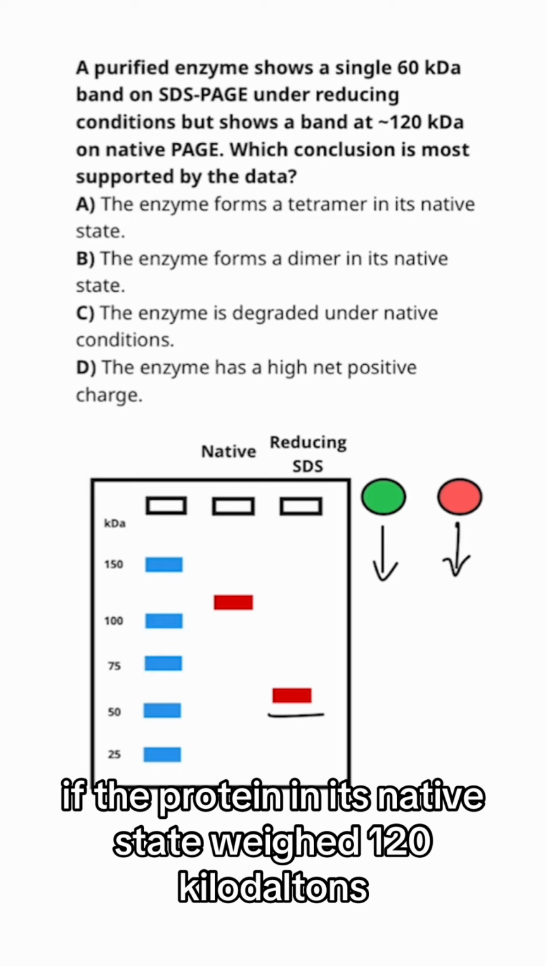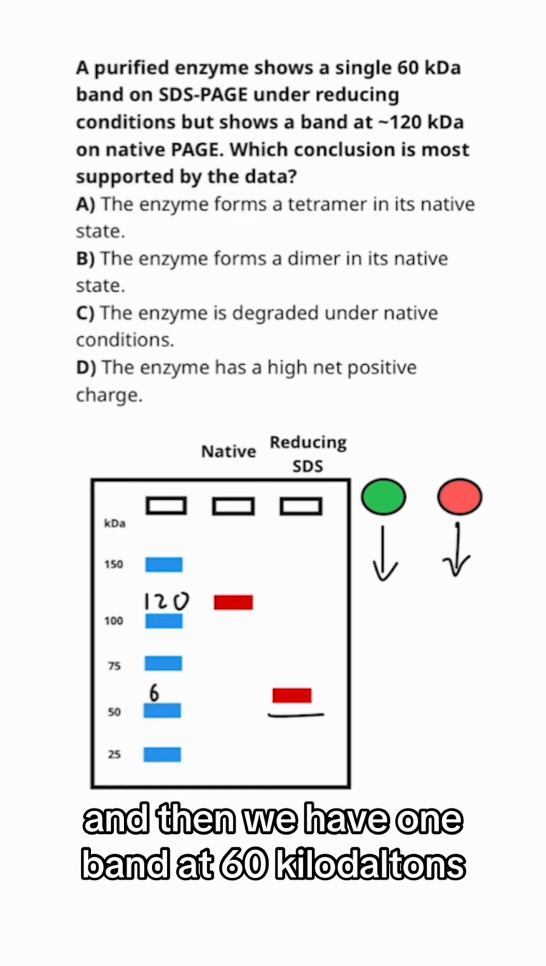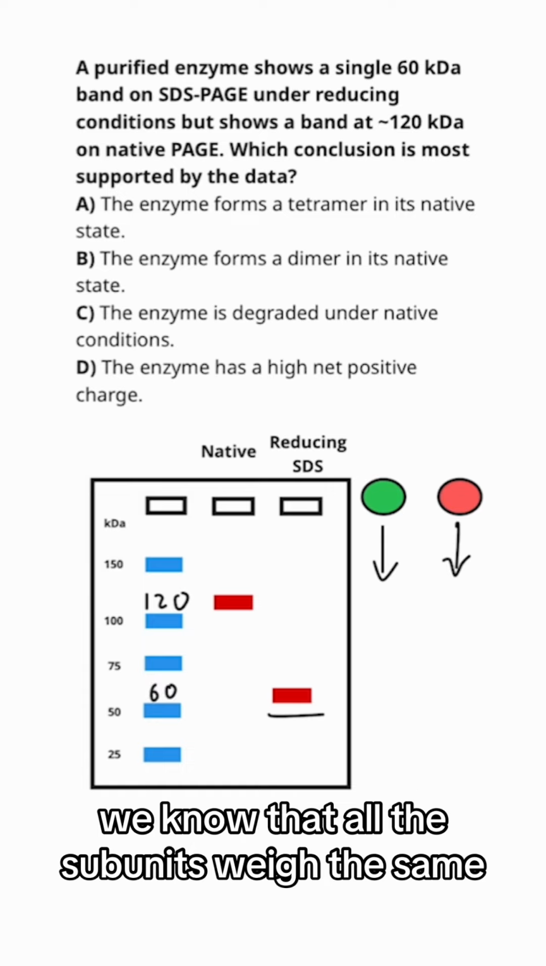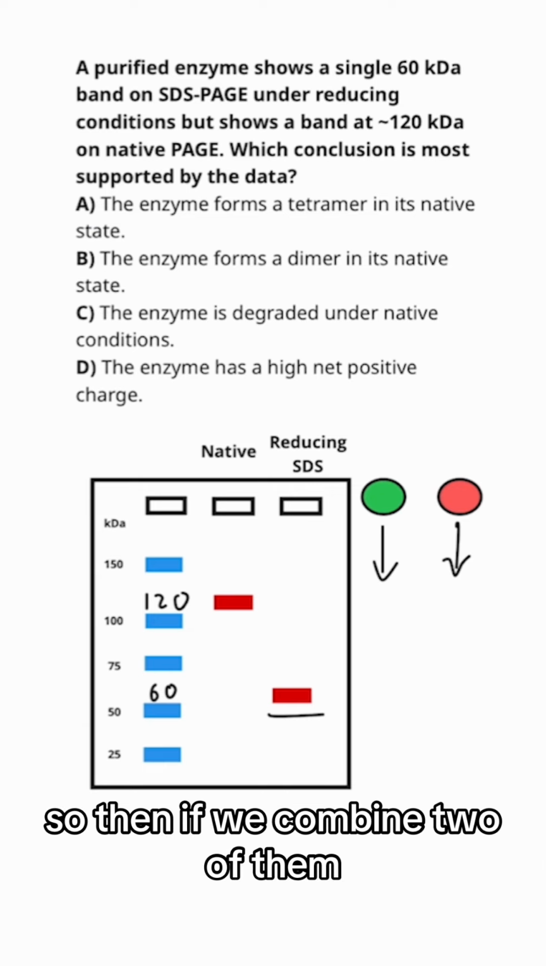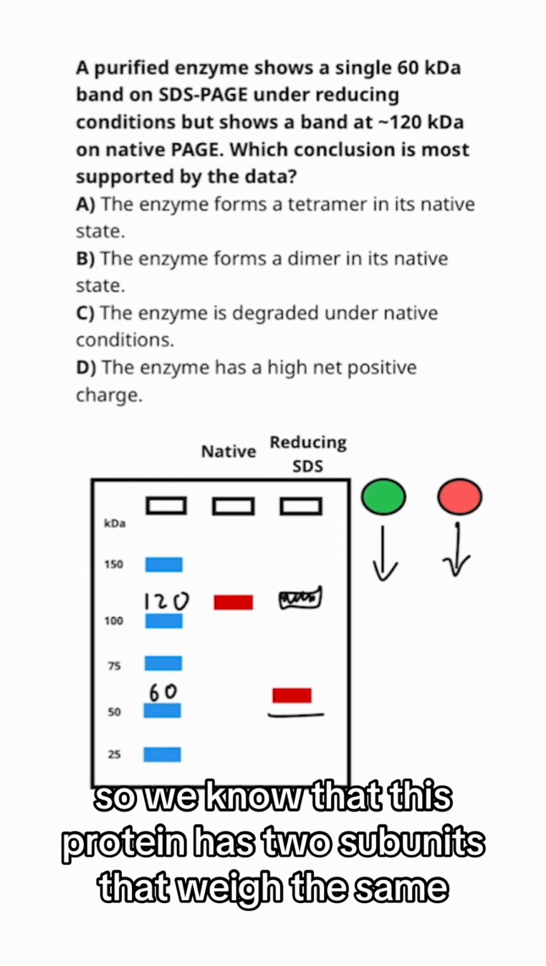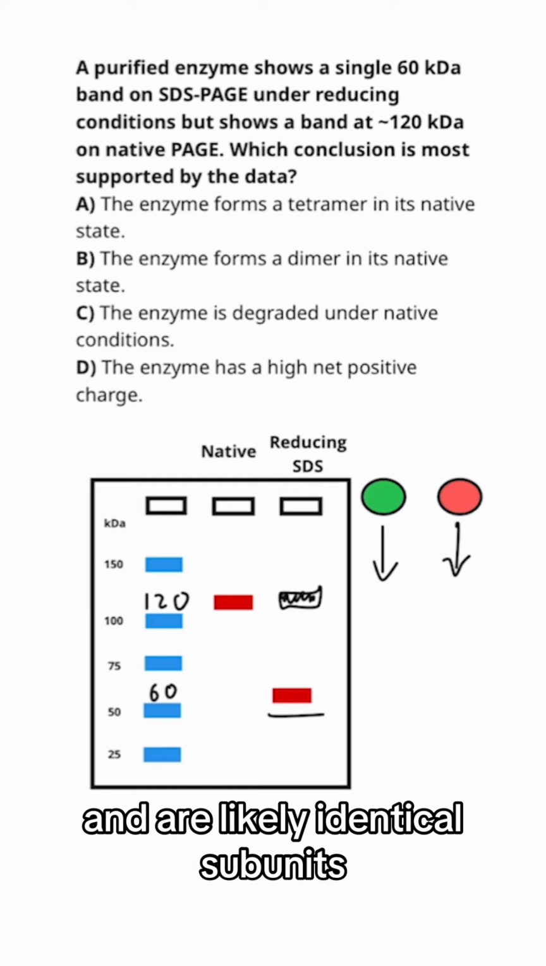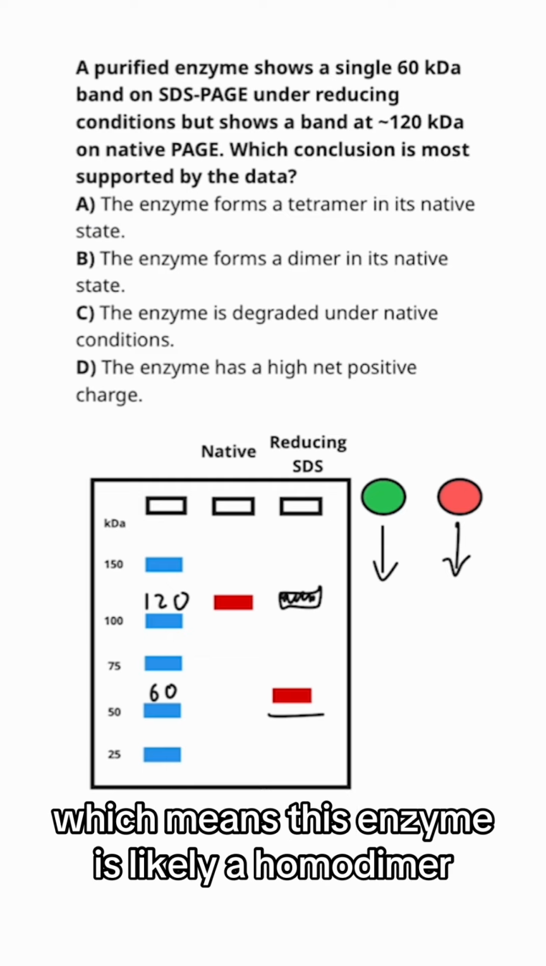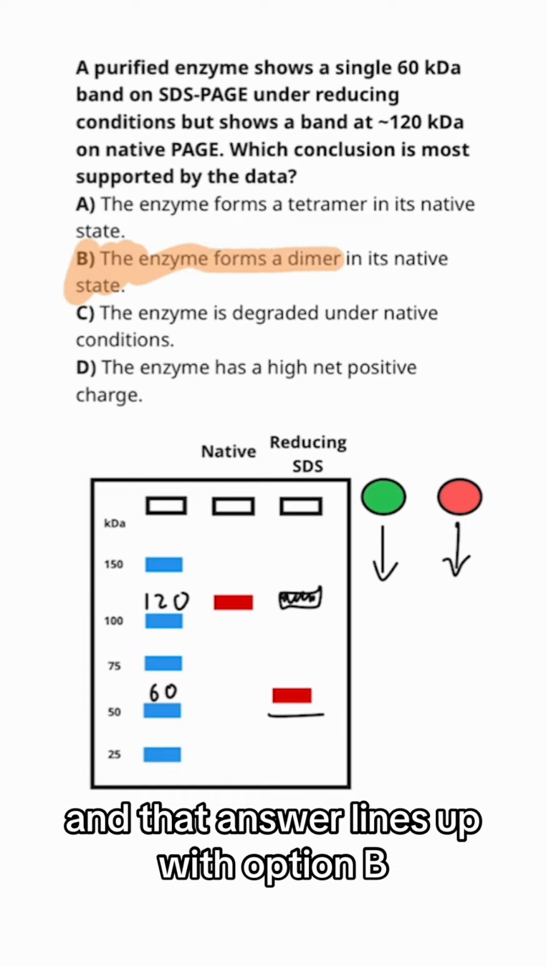If the protein in its native state weighed 120 kilodaltons, and then we have one band at 60 kilodaltons, we know that all the subunits weigh the same. So then if we combine two of them, we would get a full protein that weighs 120 kilodaltons. So we know that this protein has two subunits that weigh the same and are likely identical subunits, which means this enzyme is likely a homodimer. And that answer lines up with option B.